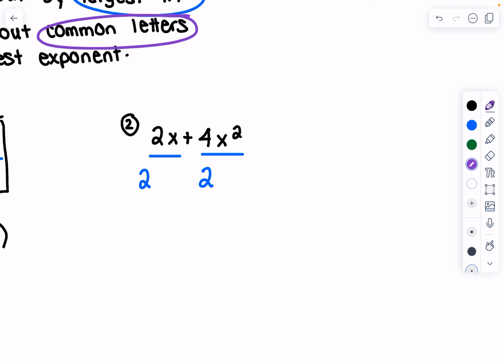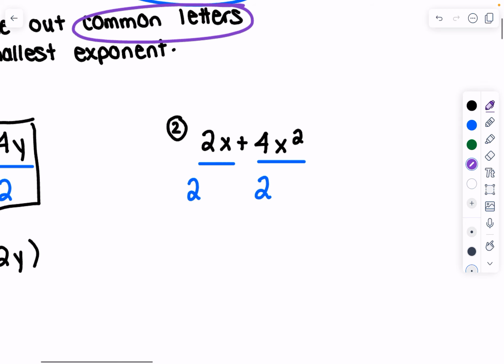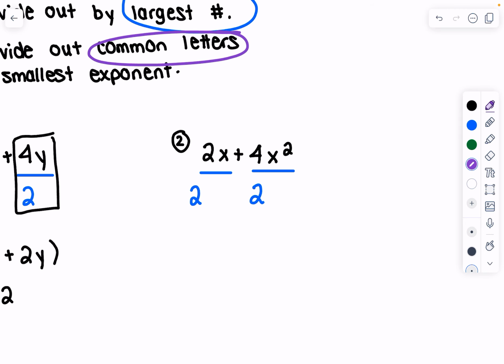Okay, I'm going to switch over to the purple for the common letters. Common letters means there's X's in both, Y's in both, Z's in both, A's in both, right? Whatever your letter is. In the first example, if we compare the two side by side, notice that your letters are different. You have X and Y. In this one, you have X's. So you have X and X squared. What's technically above that X by itself? It's technically X to the power of 1.